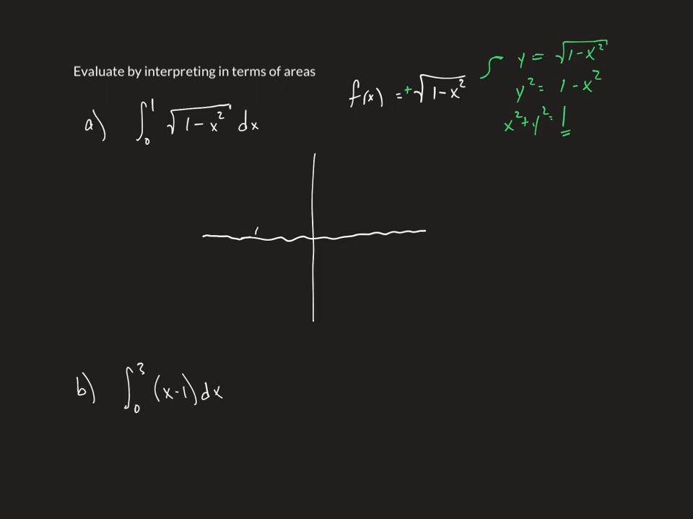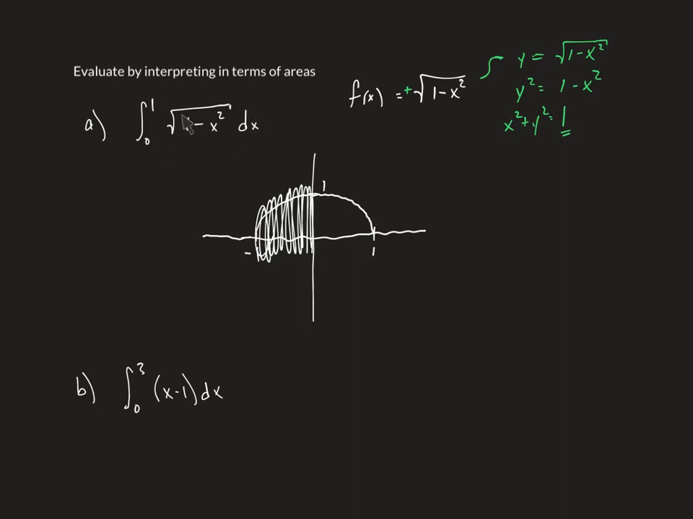What we've got is the top half of a circle where that's 1 and that's negative 1, and this is also 1 on the y-axis. Radius of 1, centered at 0, 0. But remember, we're taking the integral from 0 to 1, so we're actually not even including any of this. It's just this part of that circle, which amounts to a quarter of that circle.